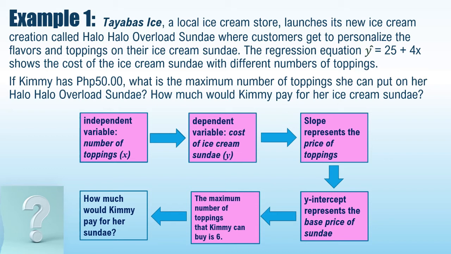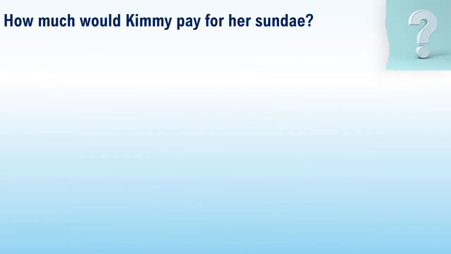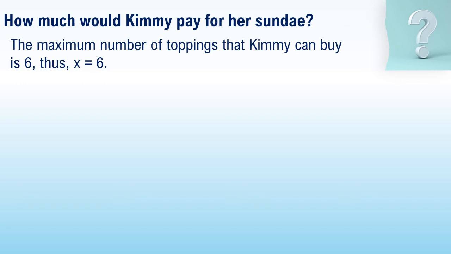Okay, for the last question, how much would Kimi pay for her sundae? Again, this will entail solution. So, we will look at the solution table. So, here is our solution. How much would Kimi pay for her sundae? So, I guess this will be easier now. The maximum number of toppings that Kimi can buy from our previous discussion is 6. So, x is equal to 6.